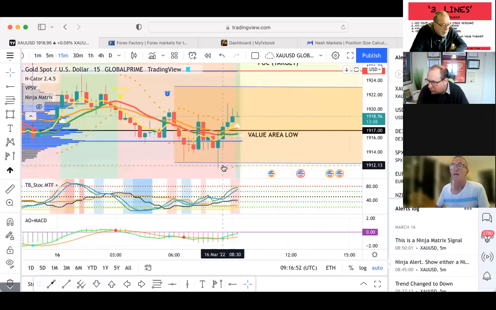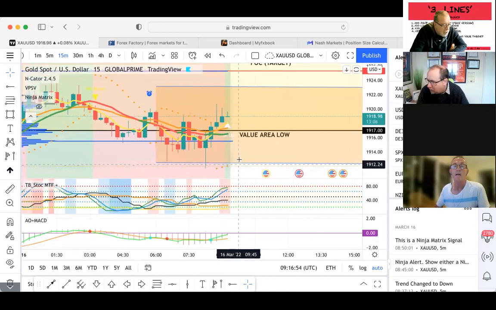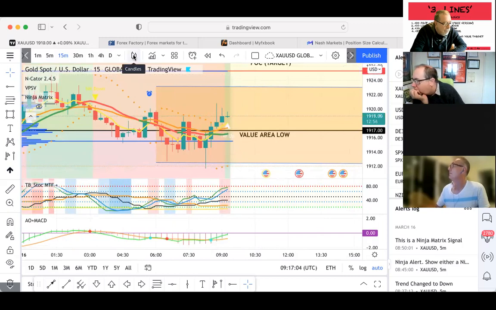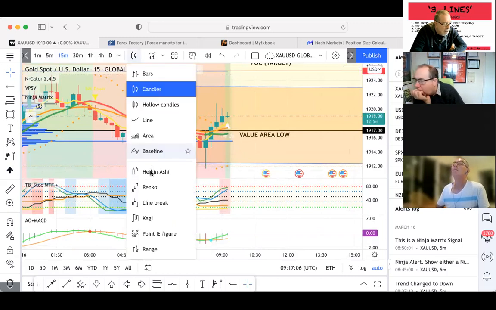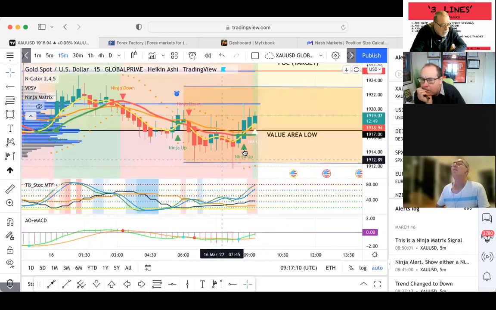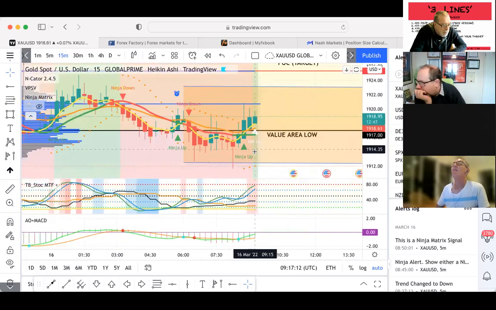So let me just summarize my thoughts on that current position. We've now got a Ninja Matrix up, which is box number 1 ticked on my checklist. If we change to Heiken Ashi, we've got a Ninja up. We had it a few candles. So there was the Ninja up, there's the Ninja Matrix up, and the yellow 5 moving average is above the green 13 moving average. So those are all positive buying signals.